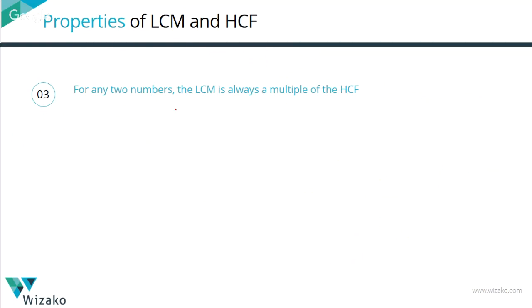For any two numbers, this is again a very, very useful one. LCM is always a multiple of the HCF. Let's just figure this out. Let's take two numbers, A and B, and let their LCM and HCF be L and H. LCM is a multiple of A and it's a multiple of B. So the LCM as a number will be divisible by A and will also be divisible by B. That is established. H is the HCF of A and B.